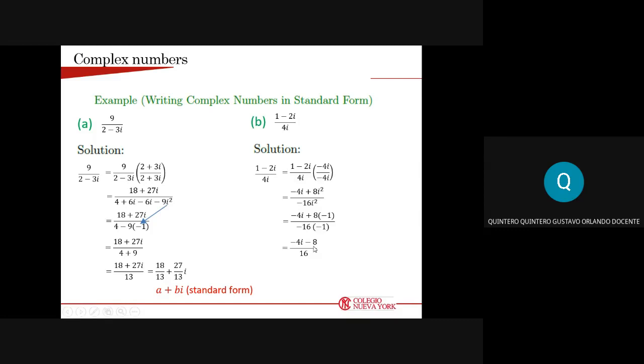From here, let's just give it a little bit of order. Look, in our experience, we know that the real part goes first and the imaginary part goes second, right? But in this example, the imaginary part is first and the real is second. Now, this is not a mistake. We can leave it like that. But let's try to be a little bit more organized. We can give it order, right? So we can change the values. Negative 8 first and negative 4i second.